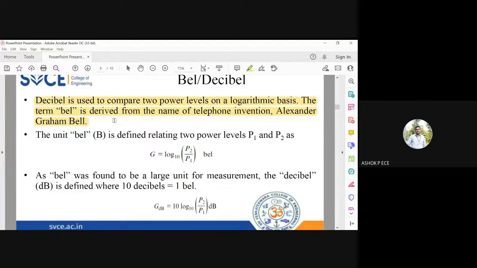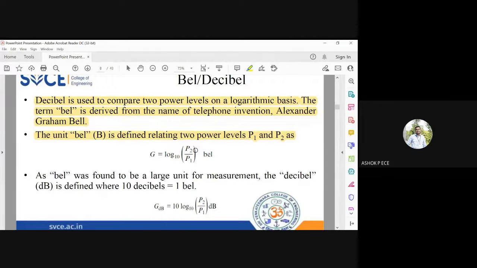So when you say Bell, BEL, not double L, it indicates it is just a normal logarithm. G is equal to log P2 by P1, or log to the base 10 of P2 alone. If you want to convert any power into a Bell scale, just take the normal log to the base 10.